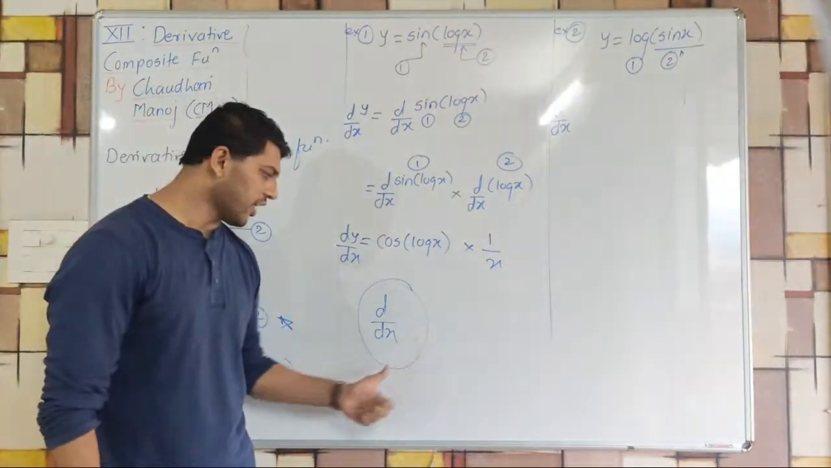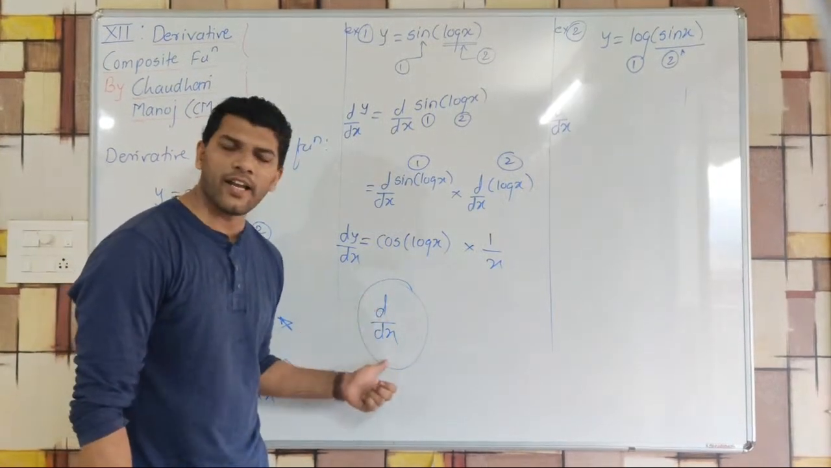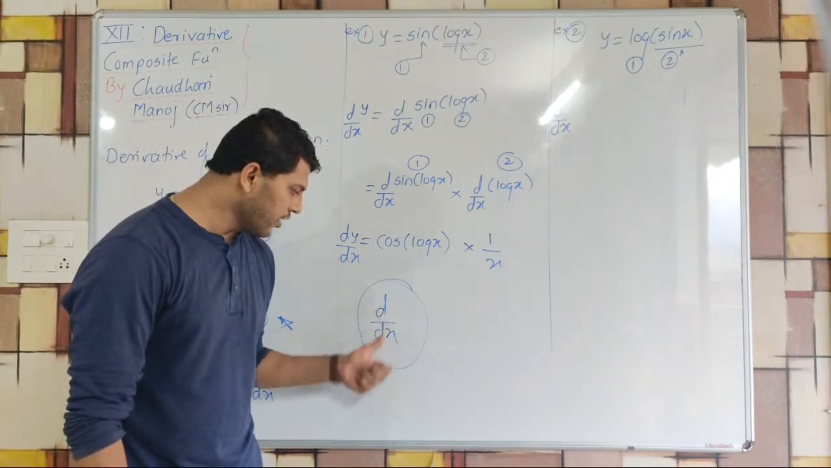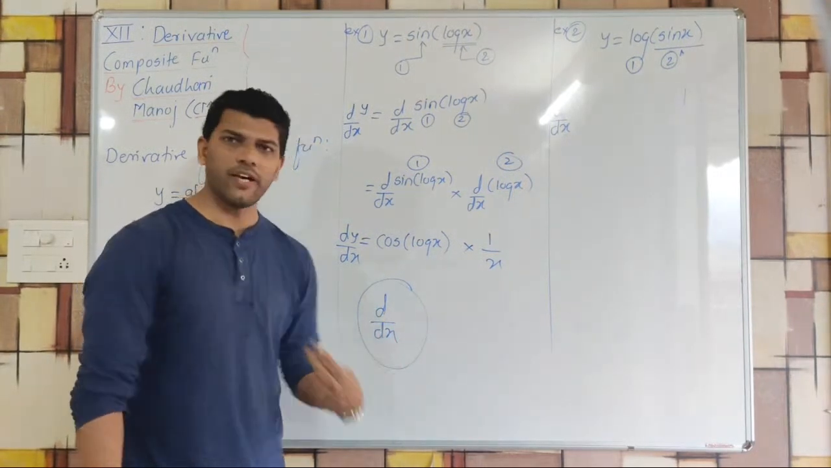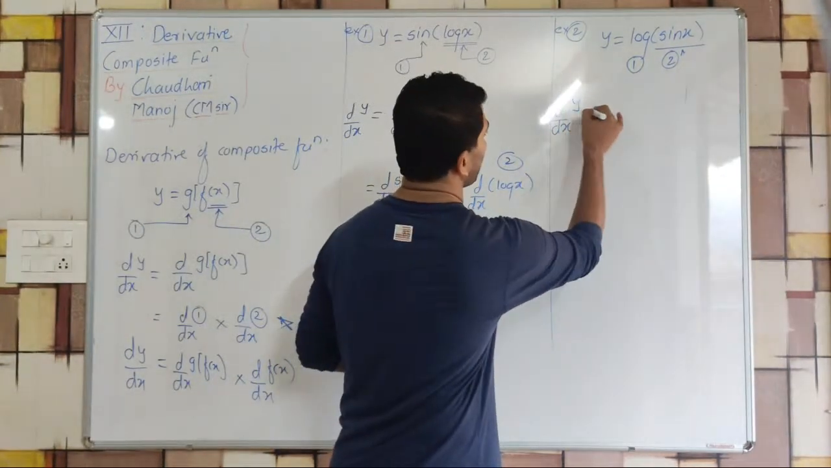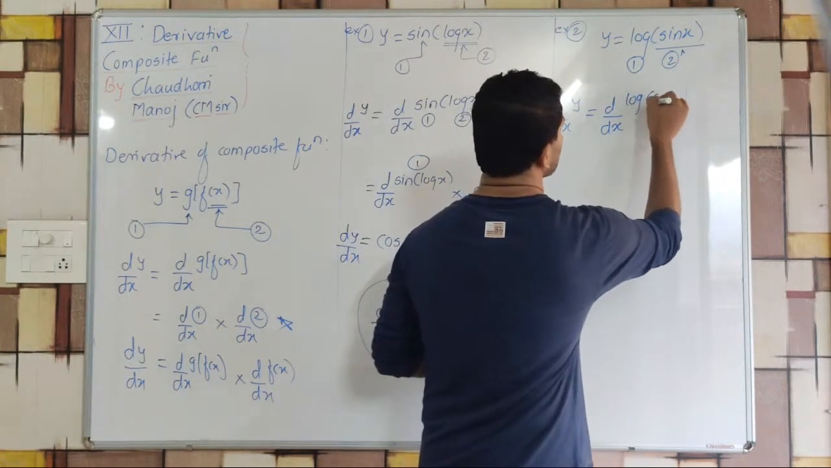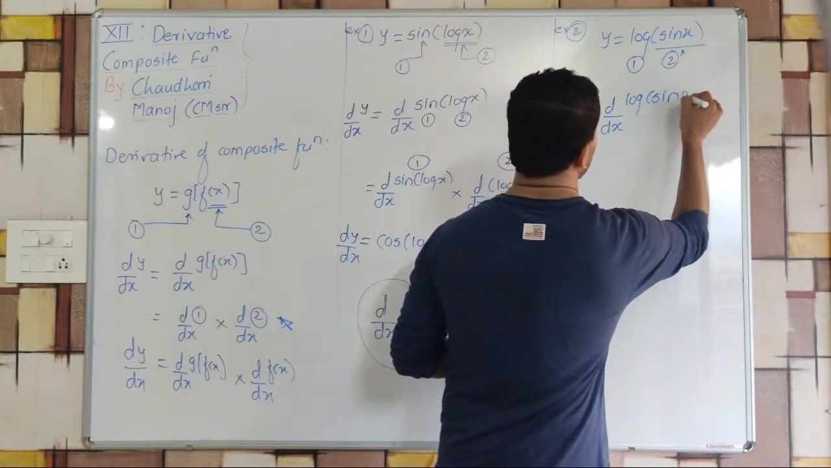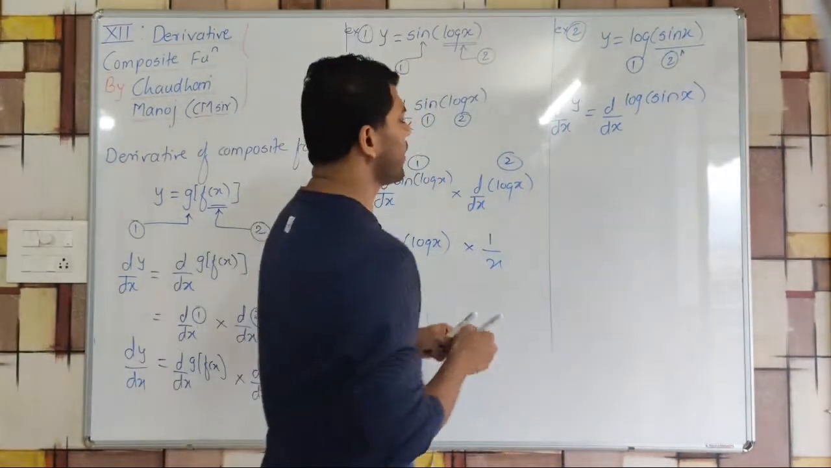So you have to understand, this is the symbol for the derivative. Don't read it as d by dx. No, it is called a derivative with respect to x. This is the way that you have to read it. It's a derivative with respect to x of LHS, then derivative with respect to x of RHS, which is log of sine x. Then we already assigned 1 and 2 to these functions.